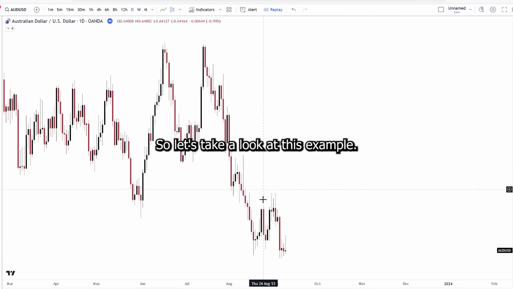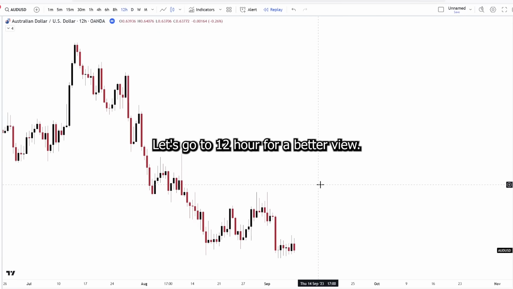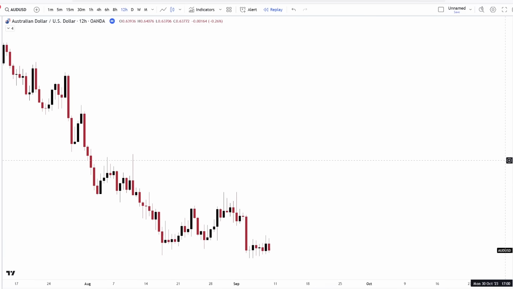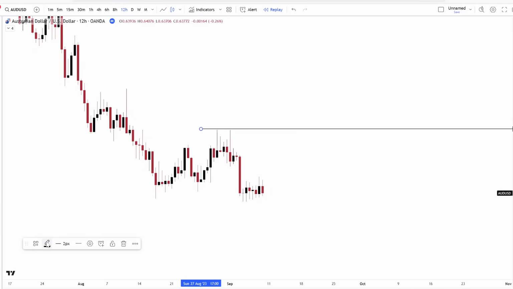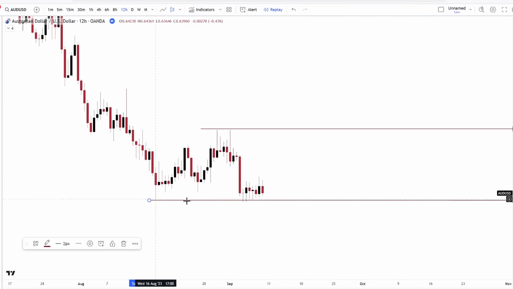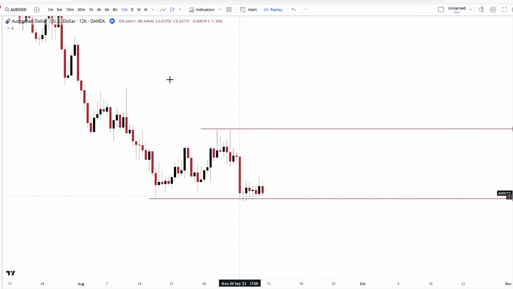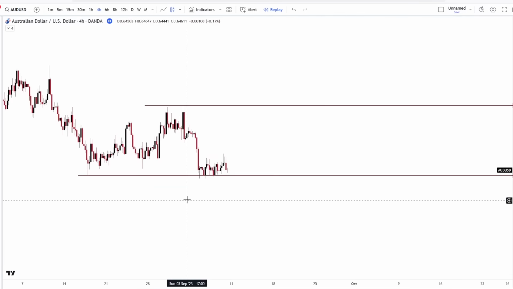So let's take a look at this example. As you can see, the trend is bearish. Let's go on a 12-hour for a better view. And what can we see here? We can see that we had a swing high. Let's make it red. And we had a swing low. Price broke structure. So now we can go in a lower time frame and anticipate a retracement back to our extreme level.